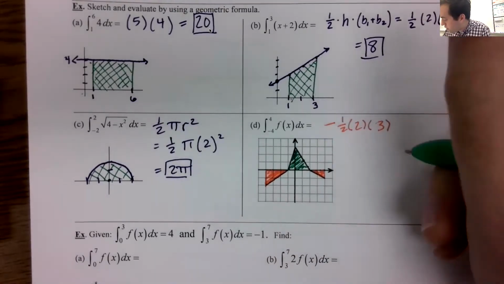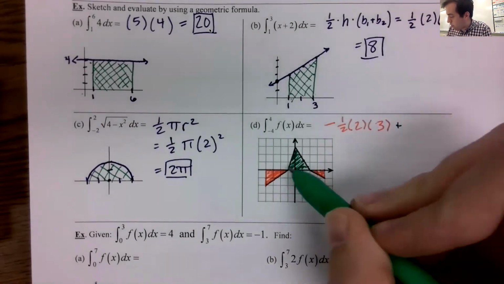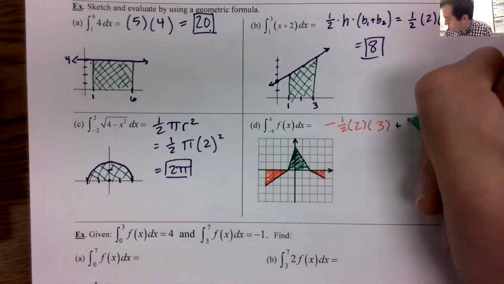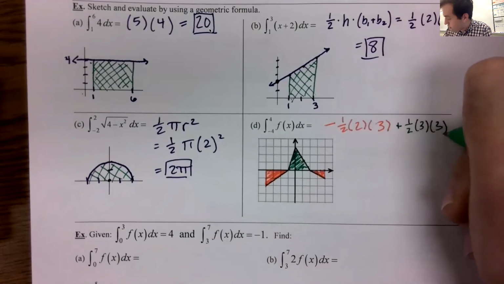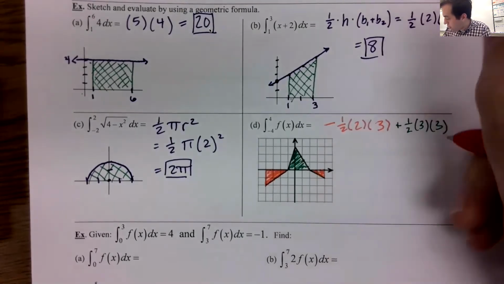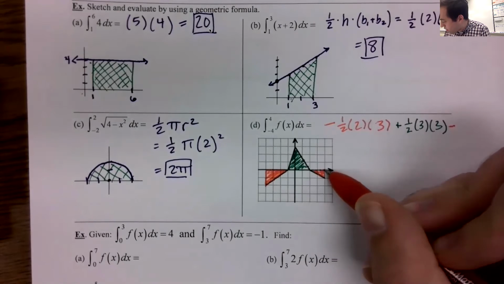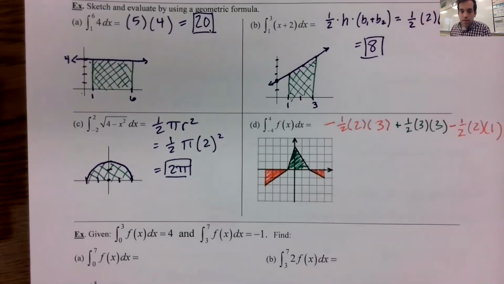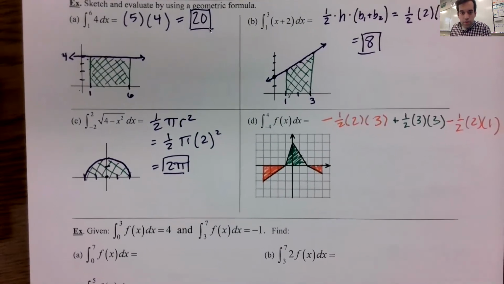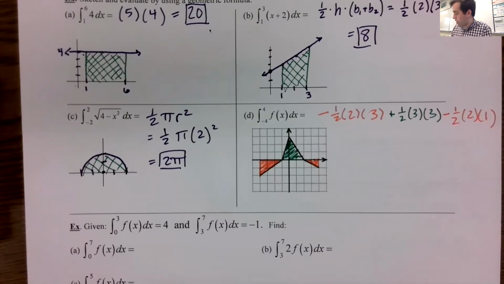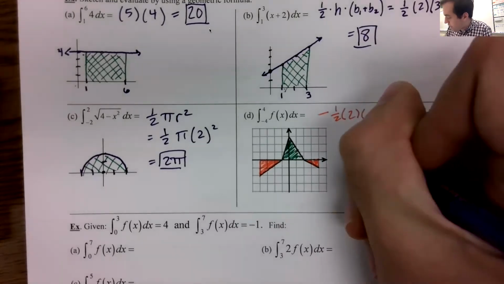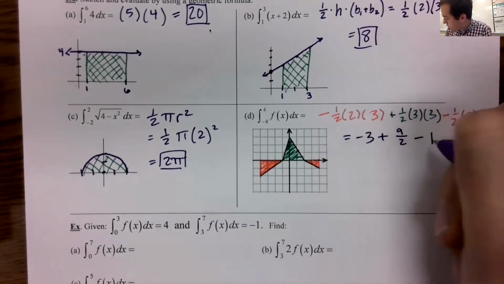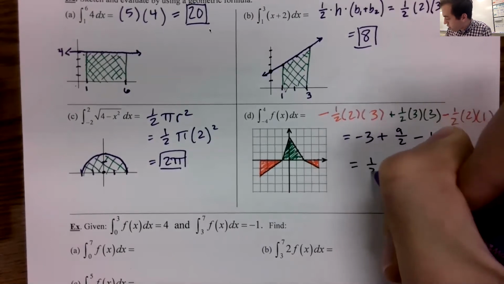Then we have the positive triangle. This can all be thought of as one triangle here. And we have a base of 3 and a height of 3. And then we have another negative piece, and it's going to be 2 and 1. Okay? Got some like red and green, some holiday colors going on here. Well, let's combine these. So we're going to end up with -3 plus 9/2 minus 1, which is going to give us a total of 1/2.